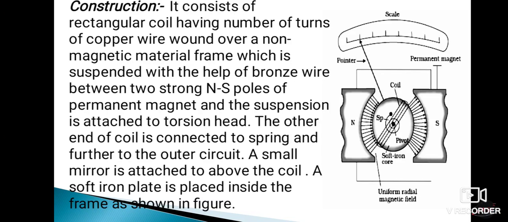So in the diagram, you can observe one pointer, the scale, and the permanent magnets, that is the north and south pole magnets, and the rectangular coil which has n number of turns, made up of copper wire, and the soft iron core that is also placed in between the strong poles. So this is regarding the construction of the galvanometer.